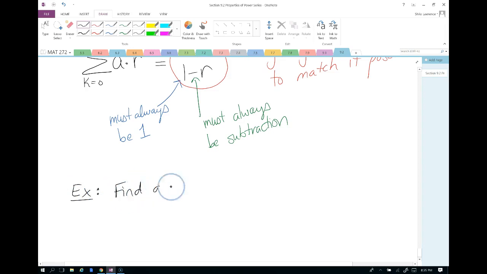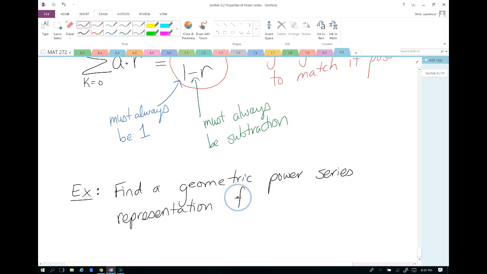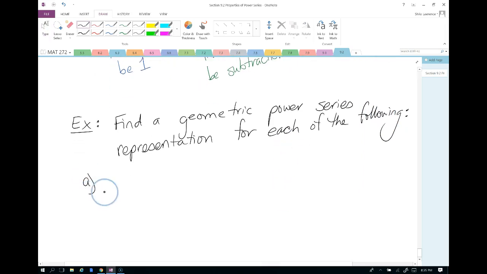So we're going to find a geometric power series representation for each of the following. 2 over 1 plus x. Remember, our goal is to get this to say a over 1 minus r.